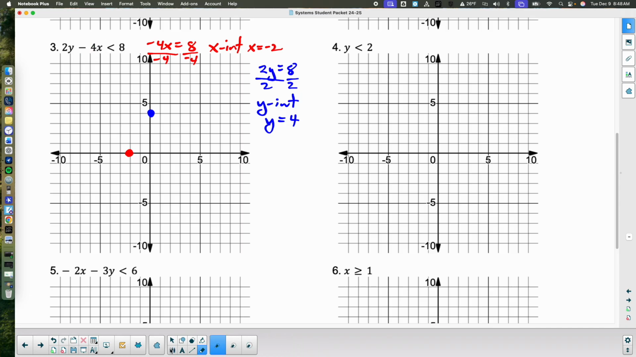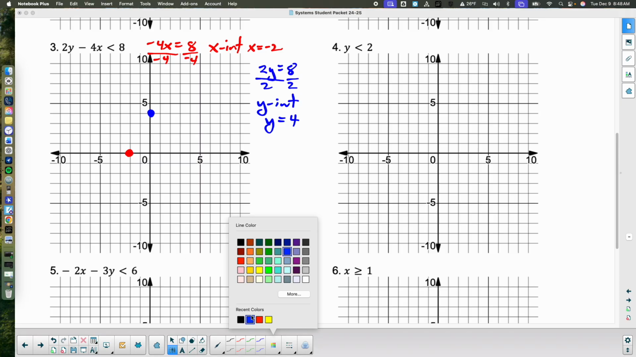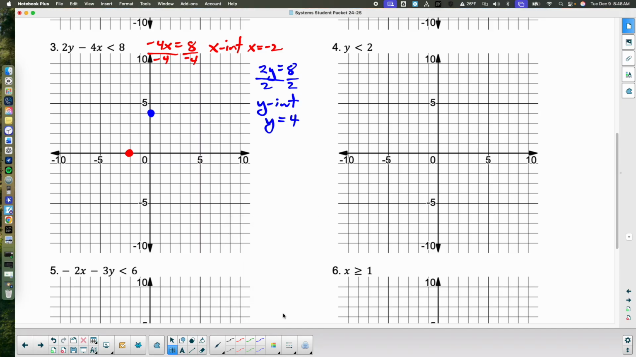Okay, now I need to deal with the less than symbol. Now that I got my intercepts, I need to deal with the solid line or dotted line, basically.